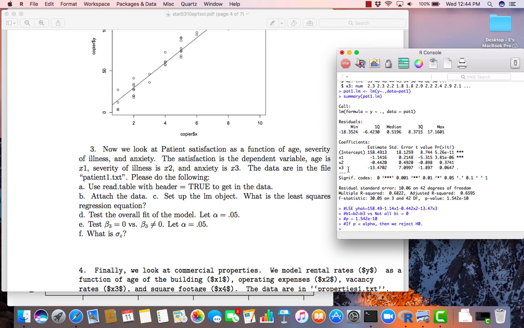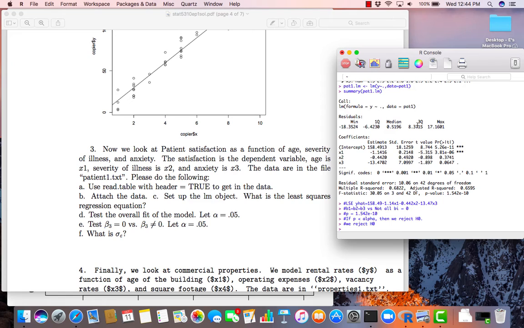And our alpha was 0.05. It was given in the original question. Therefore, we reject H0. So even though we have two variables that are not significant, this is still a good model.